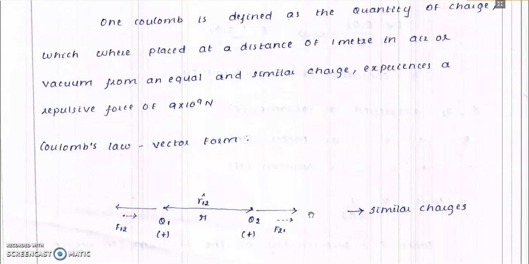Good morning. In today's class, we are going to discuss Coulomb's law in vector form. So let us consider two charges, Q1 and Q2. In this diagram, they are considered as like charges. That is, both charges are positive, or else both are negative.